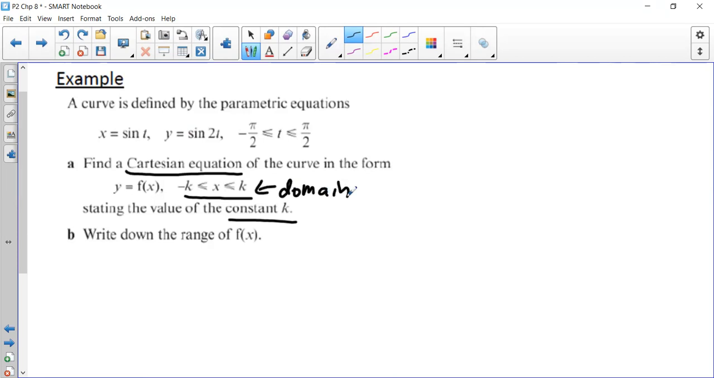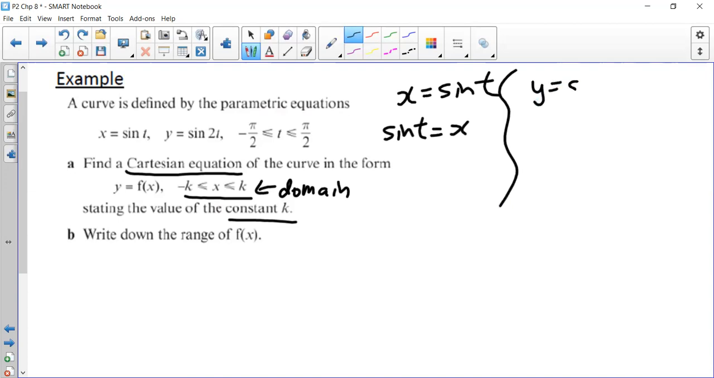With that being said, to find a Cartesian equation from a trigonometric parametric equation, we want to use the identities. x being sine t, there's nothing else we can do. But y equals sine 2t. So let me rewrite x equals sine t, making sine t the subject, and y equals sine 2t. Now, the sine 2t double angle formula: sine 2a is the same as 2 sine a cos a.